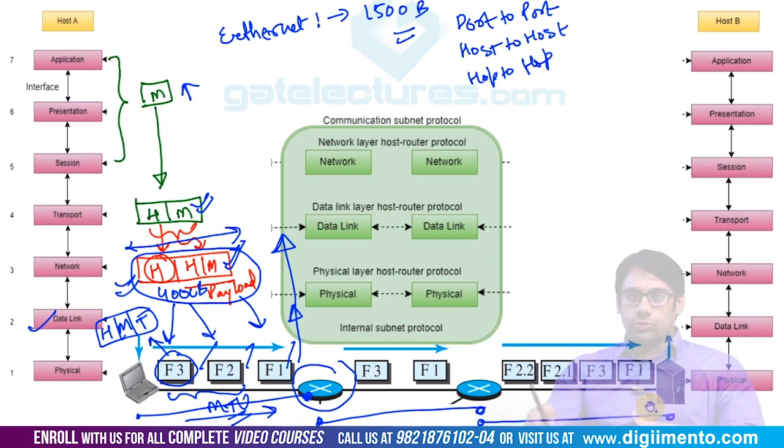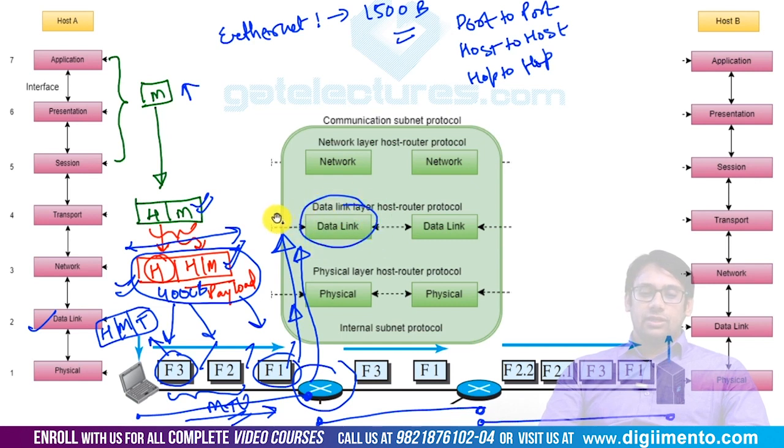It only deals with hop to hop connectivity, because in the data link layer we take the machine address, or MAC address. In the network layer, we take the IP logical address of every host. But in the data link layer, we deal with the machine address, the MAC address. So this frame will be given to this router. This router is going to take this frame, read it, and discard its previous header and trailer.